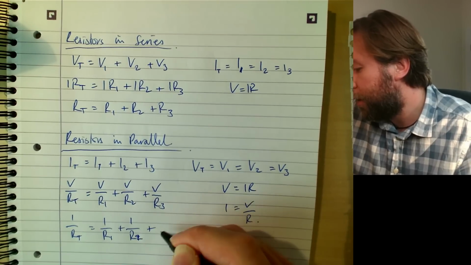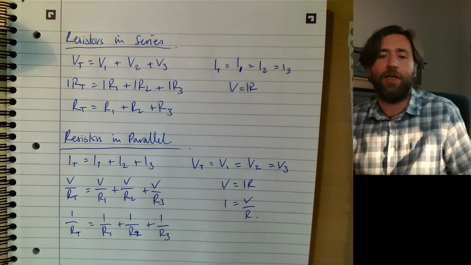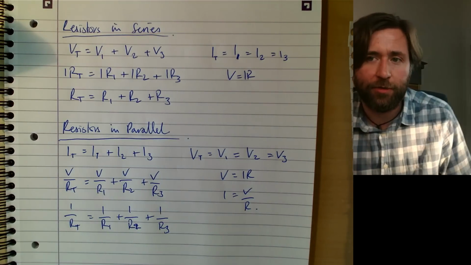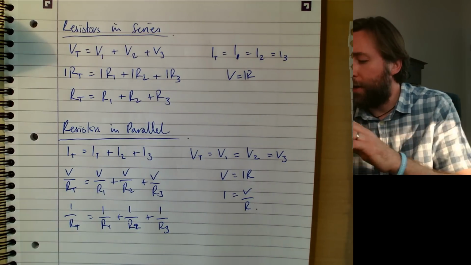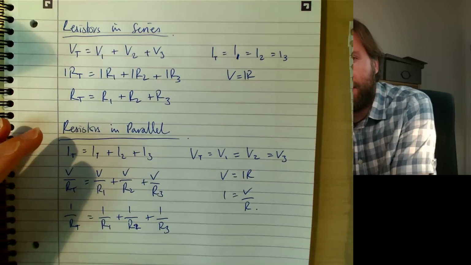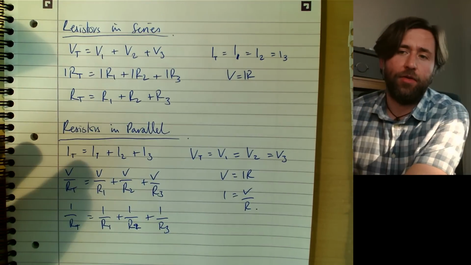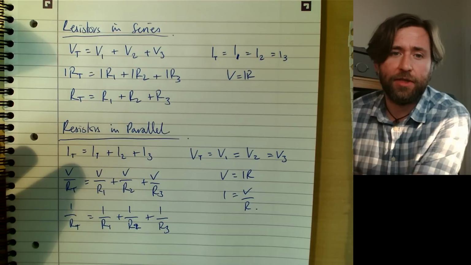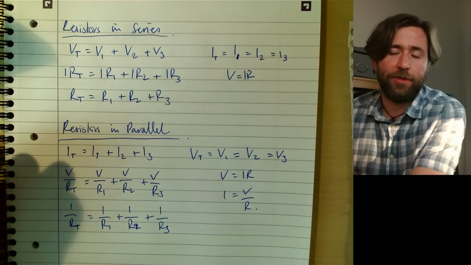So essentially, if you want to know the total resistance of a parallel circuit, you sum the reciprocals to give you the reciprocal of the total resistance. Hope that makes sense so far. That is actually something which is mentioned specifically on a lot of available specifications. I know it's mentioned specifically on the OCR spec, which is the one I do.